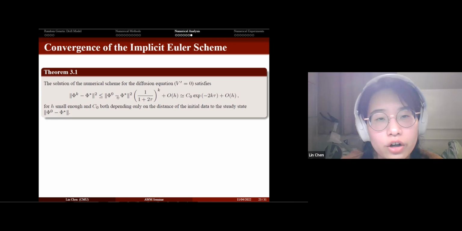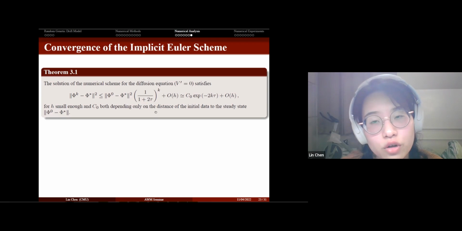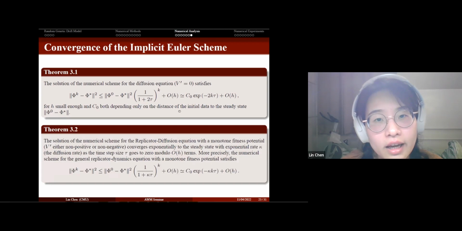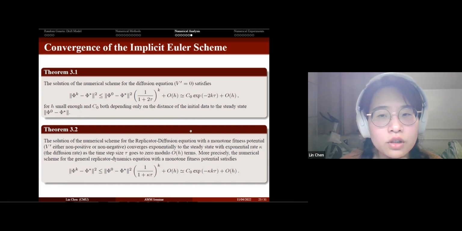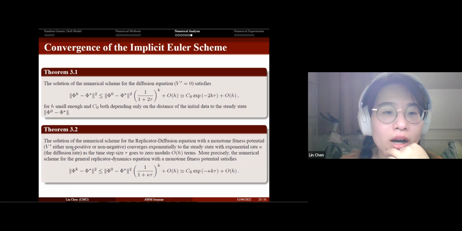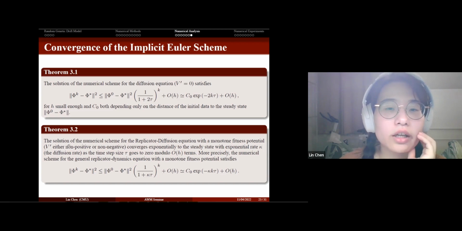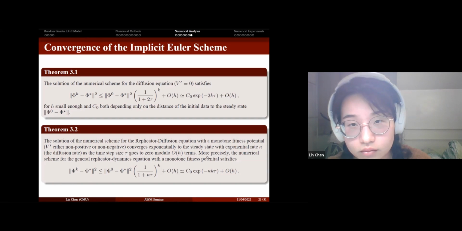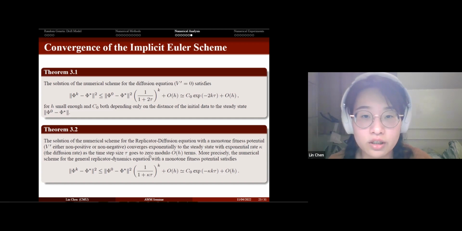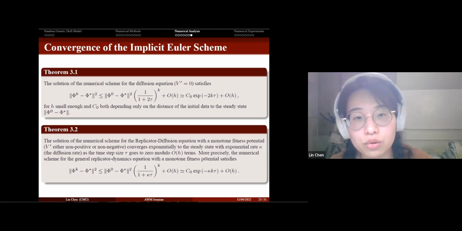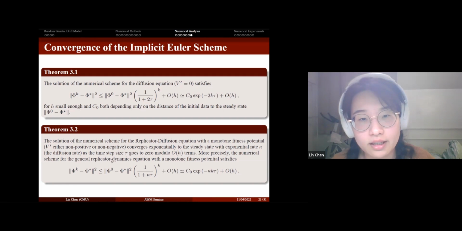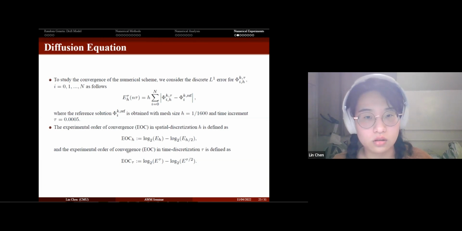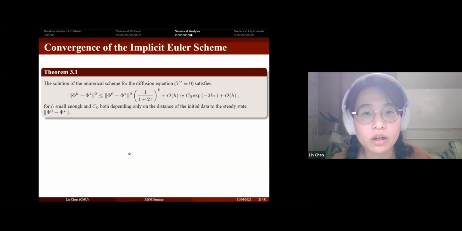We can prove that our implicit numeric scheme is exponentially decaying for the case v prime equal to 0. And for the general case, if v prime is non-positive or non-negative, we can prove that if the time step goes to 0 modulo a big O h term, then we have exponential decay for our numeric scheme. And now we can see some numeric simulation here.